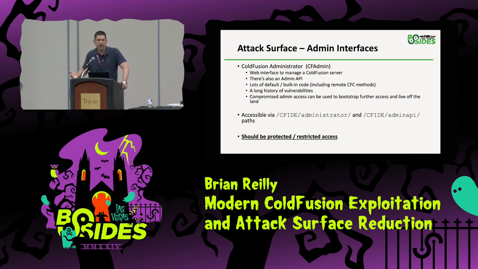And then finally, like I said, admin interfaces are sensitive, so you are going to want to protect them, because if they get compromised, an attacker can bootstrap access, elevate their privileges, live off the land, pivot, or do more things from that privileged vantage point. When we talk about CFAdmin, typically it's going to be accessible via URLs that start with CFIDE/administrator or CFIDE/adminapi. Bottom line, it's something that you're going to want to access restrict.